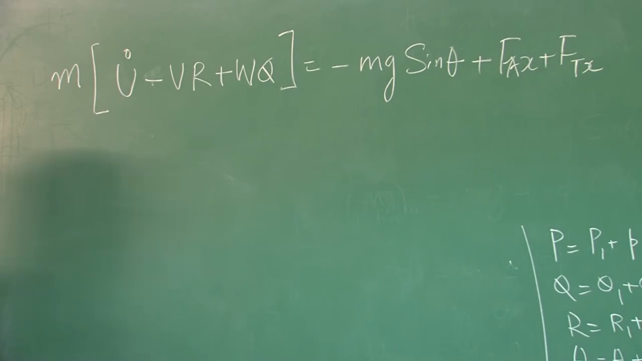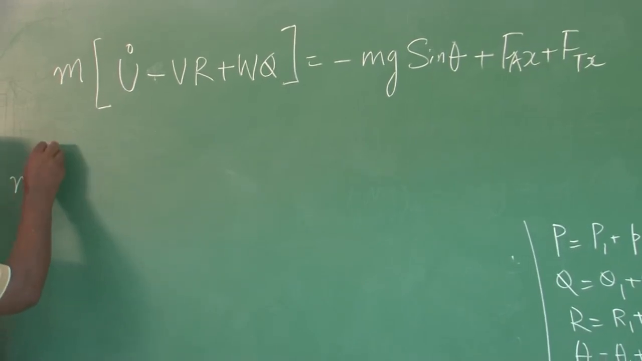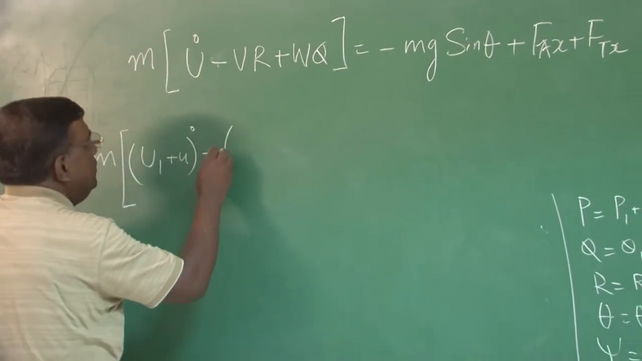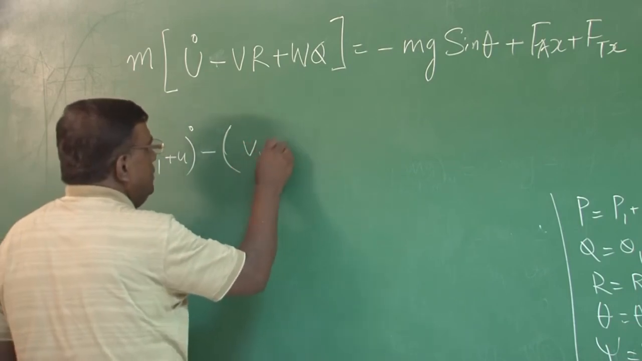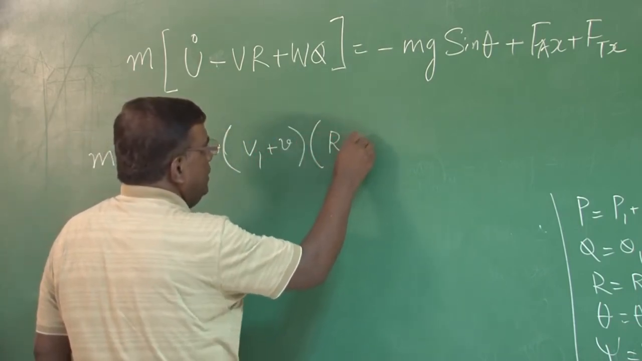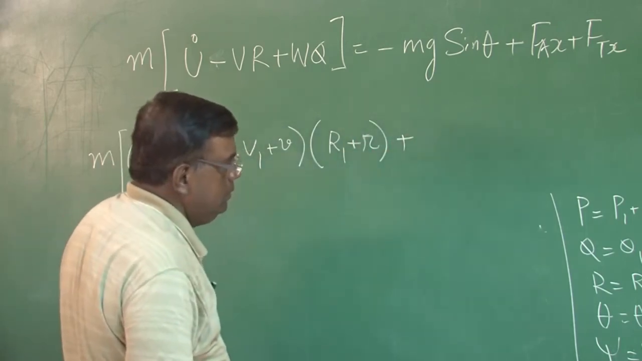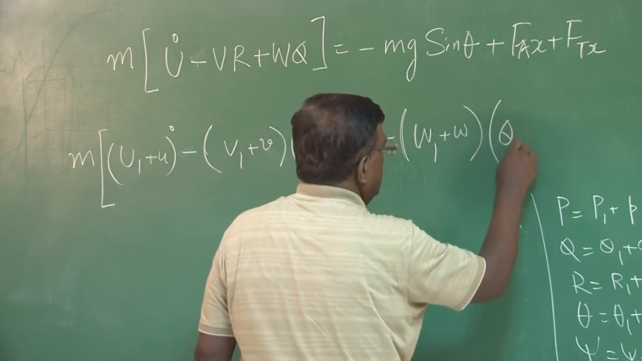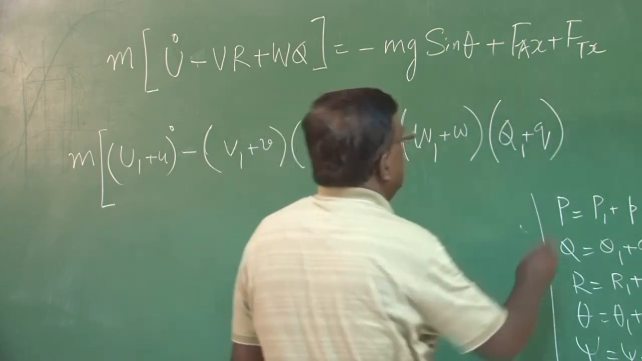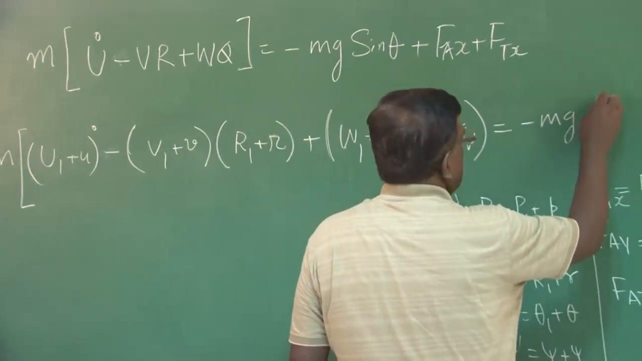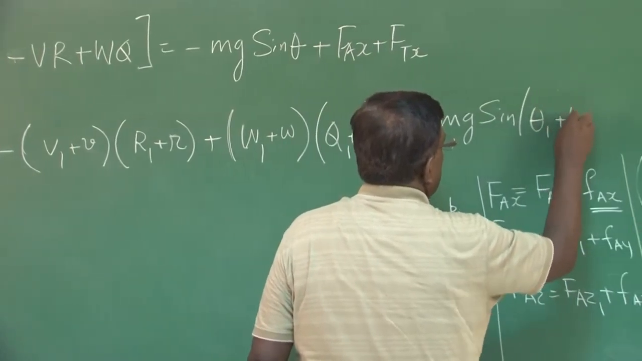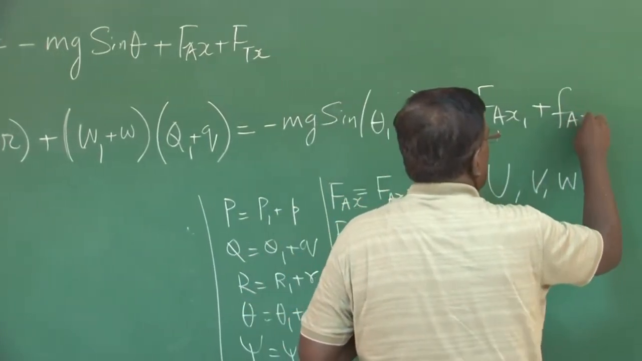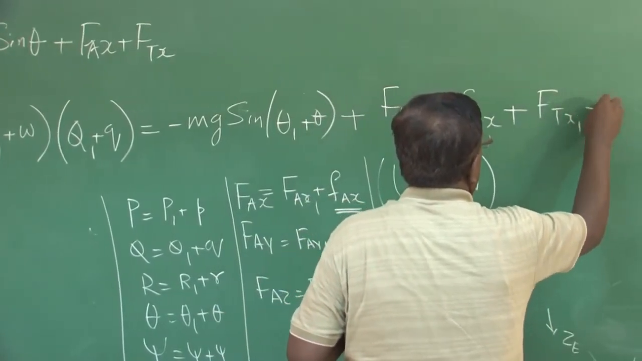Now I will introduce small perturbation. What do I do? I write m U dot, U as U1 plus small u dot, for V I will write V1 plus small v, for R I will write R1 plus small r. For W, I will write W1 plus small w. Then for Q, I will write Q1 plus small q. And on the right hand side, I will write minus mg sine theta 1 plus small theta. For Fx, I will write FAx1 plus FAx, and for that, FTx1 plus FTx.